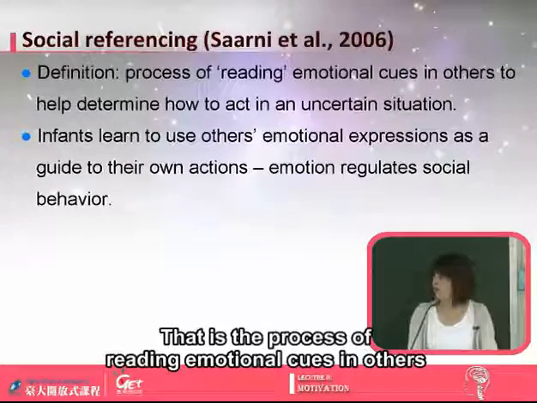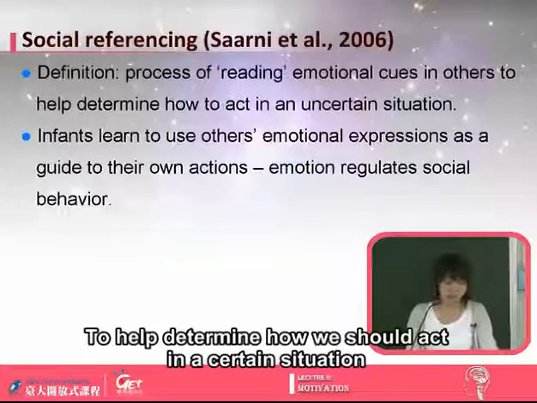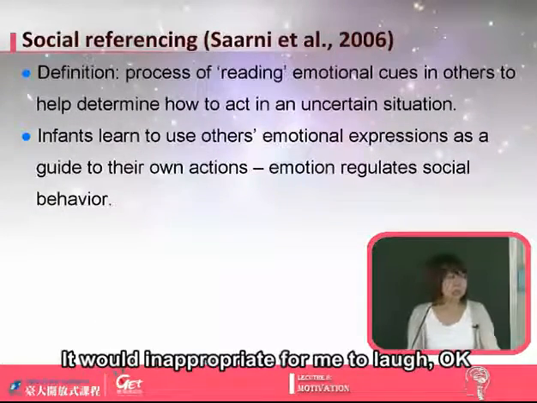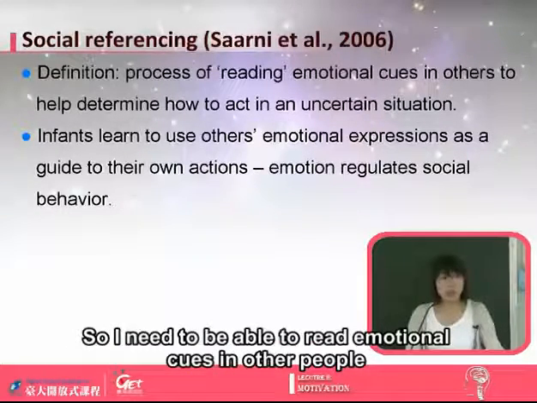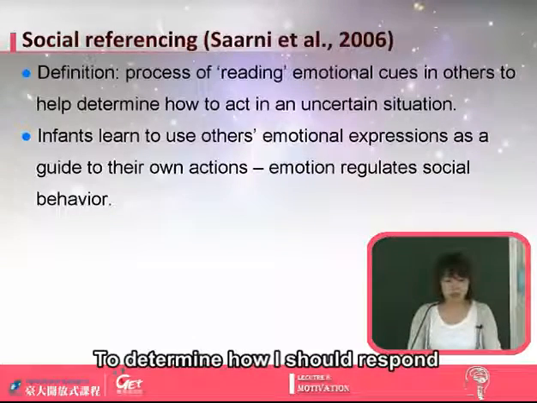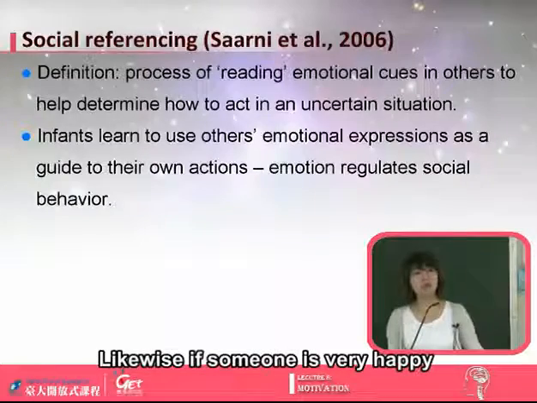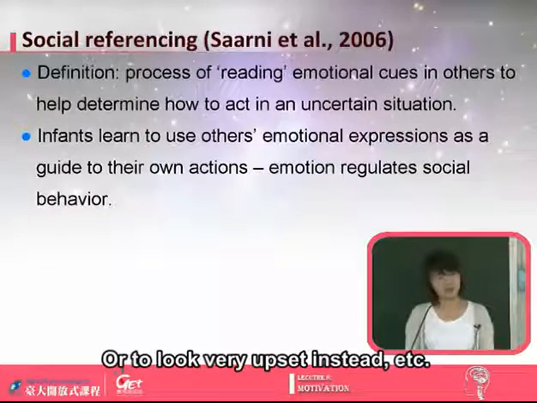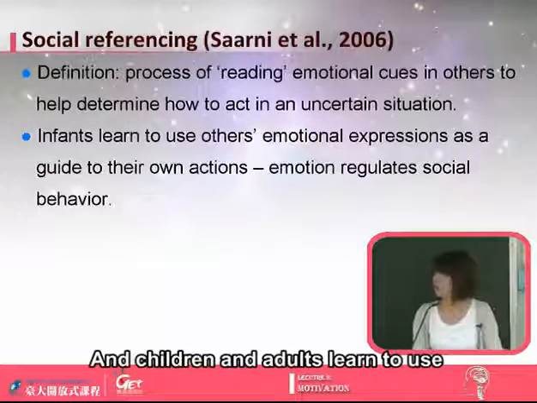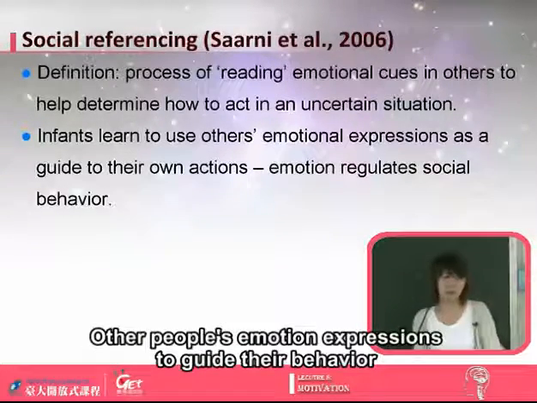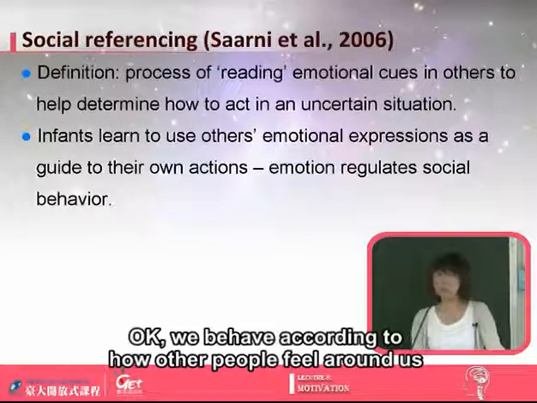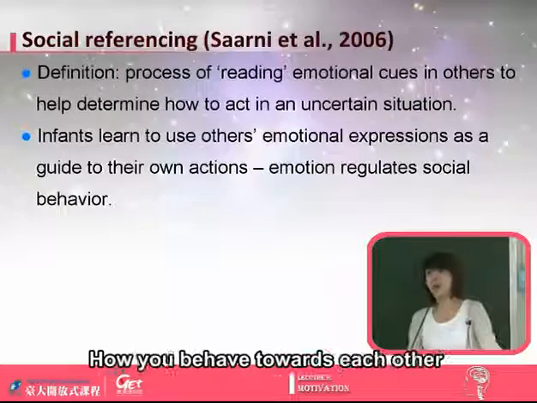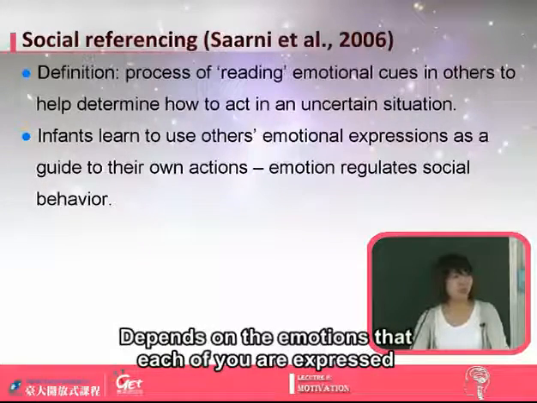That is the process of reading emotional cues in others to help determine how we should act in a situation. If I see that my friend is feeling very sad, it would be inappropriate for me to laugh. Okay? So I need to be able to read emotional cues in other people to determine how I should respond. Likewise, if someone is very happy, it would be awkward or inappropriate for me to look very angry or to look very upset instead, etc. And children and adults learn to use other people's emotional expressions to guide their behavior. Okay, we behave according to how other people feel around us. So emotion regulates social behavior. How I behave towards you, how you behave towards each other, depends on the emotions that each of you are expressing.